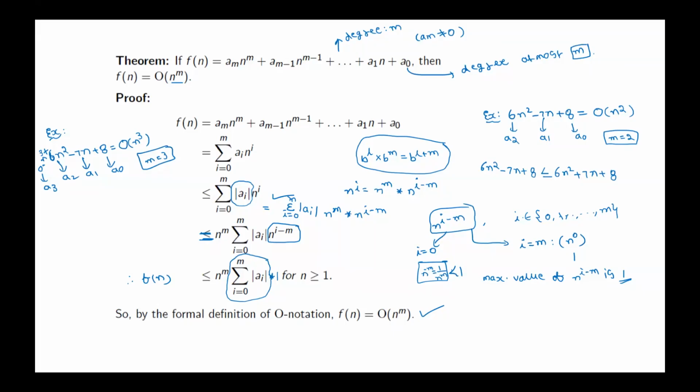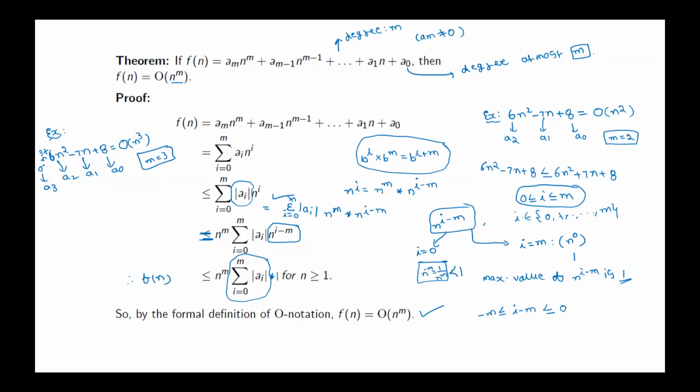If i equals 2 also, it is 2 minus m, because the maximum value i takes is m. i is between 0 and m. So the value i minus m is between what? Minus m to 0.